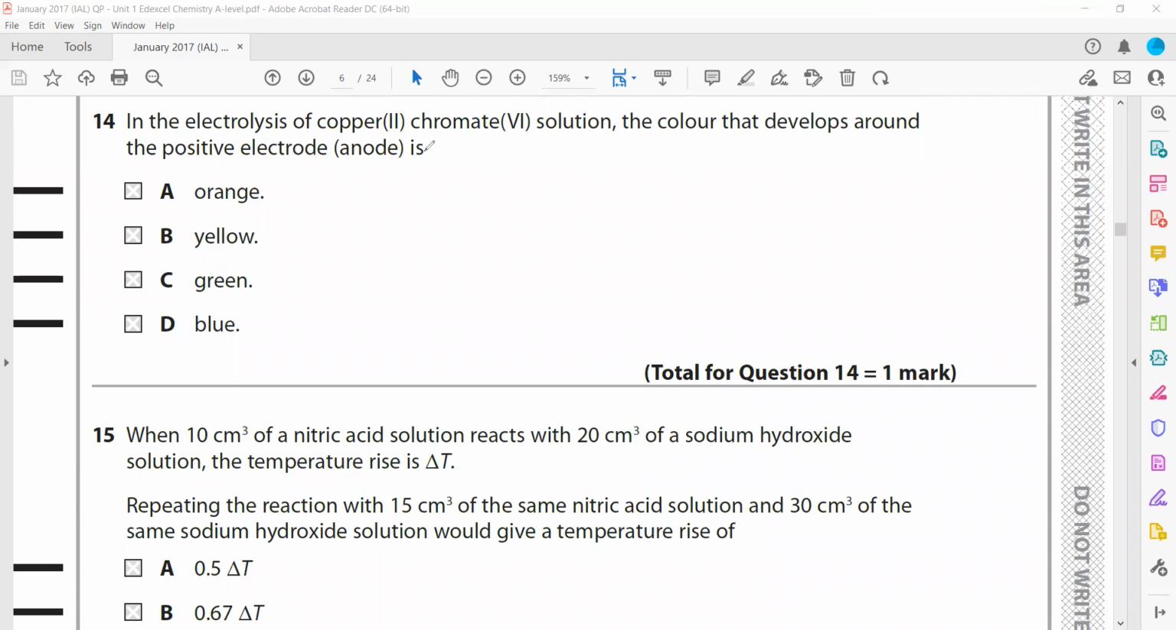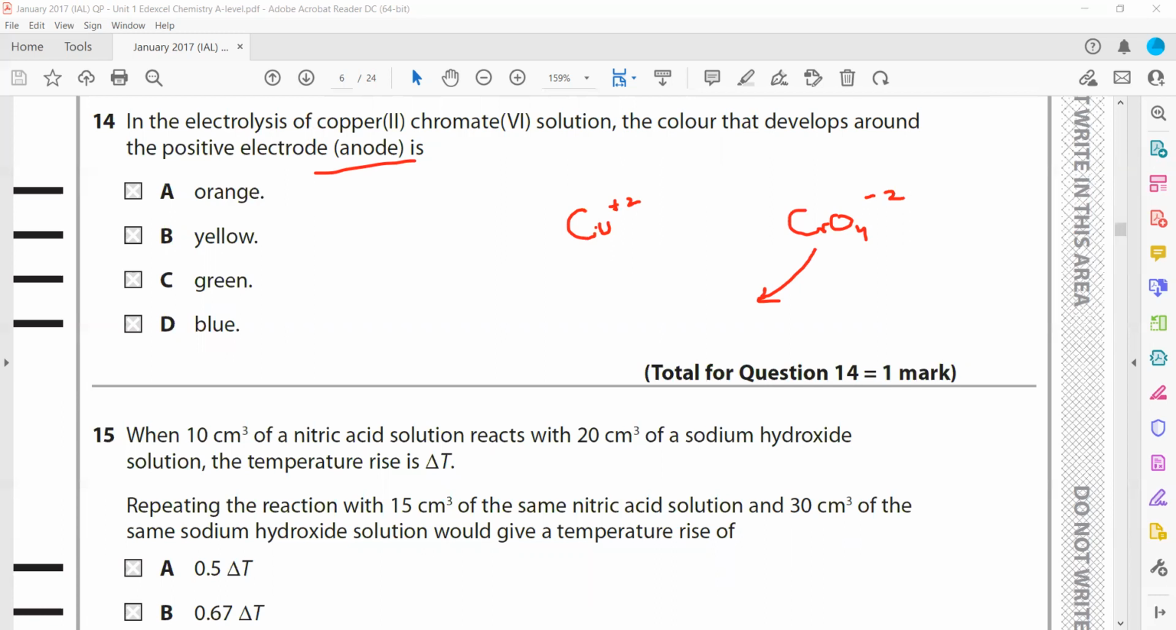In electrolysis of copper chromate(VI) solution, what is the color that develops around the positive electrode? So the ions which are present here are copper 2+ ion and chromate ion CrO4 2-. So which one will move towards the anode? The chromate ion will move towards the anode.